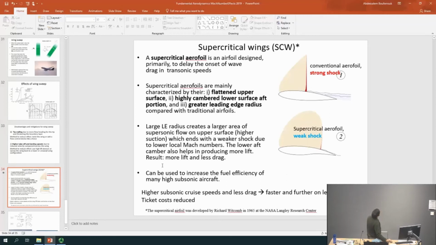Now, this region here also helps in giving you more lift. So the combination of all the design features is basically more lift, less drag. These supercritical airfoils sound almost like ideal, but this is really what they do. And it all starts in the 1970s.